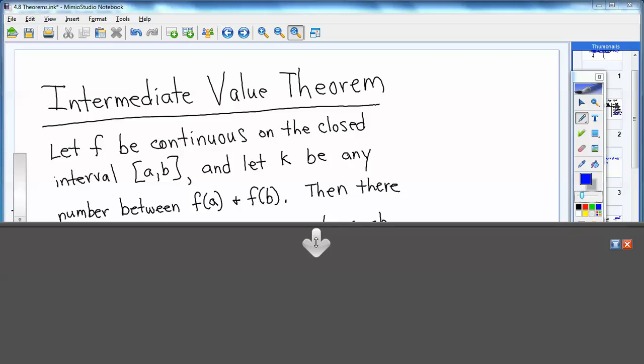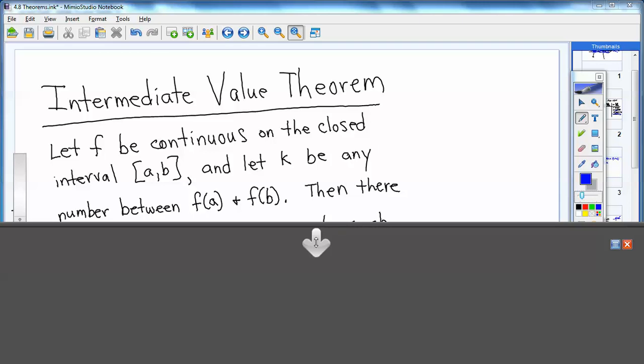Now, I think your book, they use y instead of k, I think. But now, couple important things on this. What's f of a and f of b in this scenario? The y values where? At the endpoints, right? A and b, we're on a closed interval, so a and b are the endpoints. F of a and f of b are the y values at the endpoints.